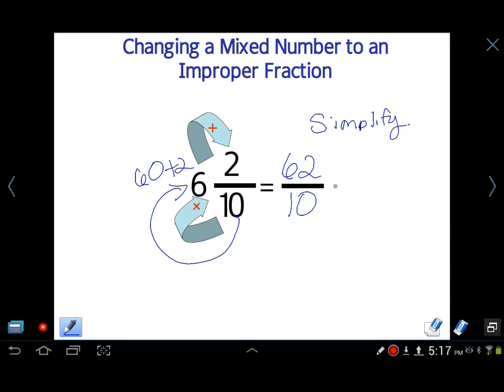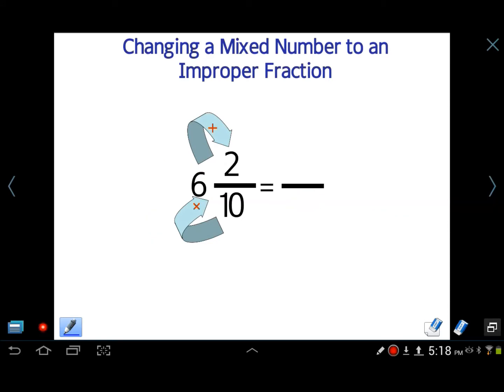Now I haven't been reminding you enough, but if you can simplify, do so. So let's divide by 2. 62 divided by 2 is 31. 10 divided by 2 is 5. And there you have it, 31 fifths. That's the answer.